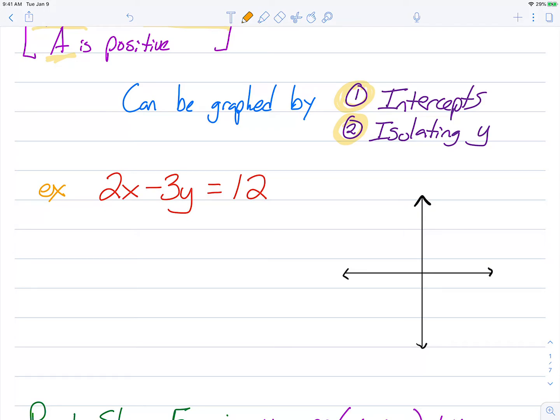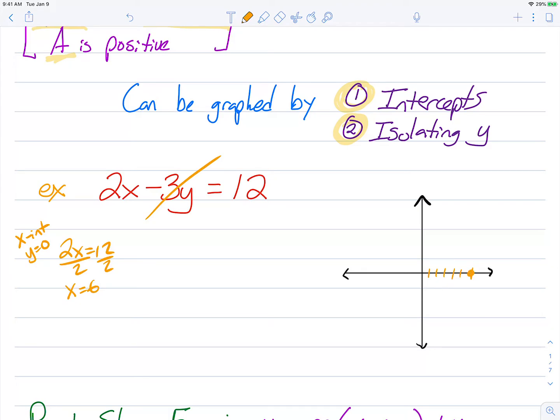So let's just say I have the equation 2x minus 3y equals 12. First, I'm going to show you with intercepts. At the x-intercept, y equals 0. So if y equals 0, well then the minus 3y is gone, and it says 2x equals 12. If I divide both sides by 2, x equals 6. So that means on the x-axis at 6, there's a dot.